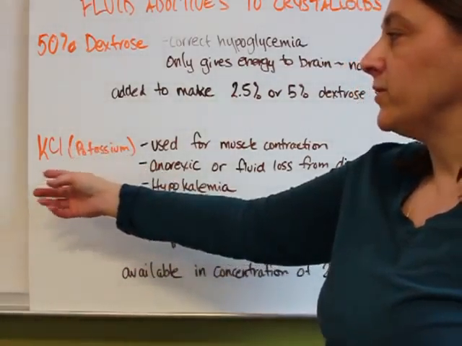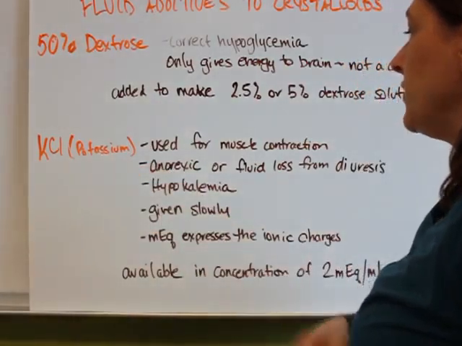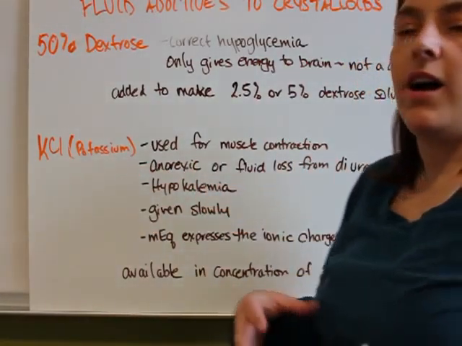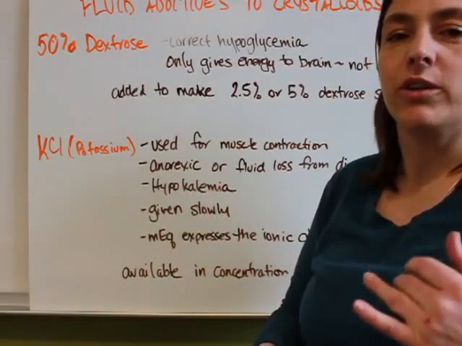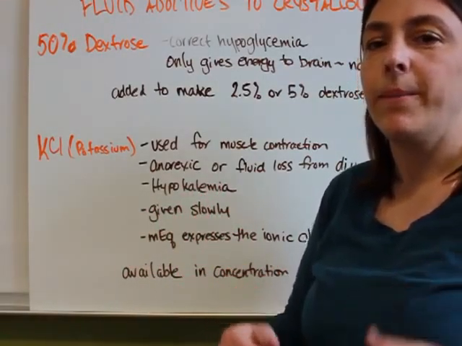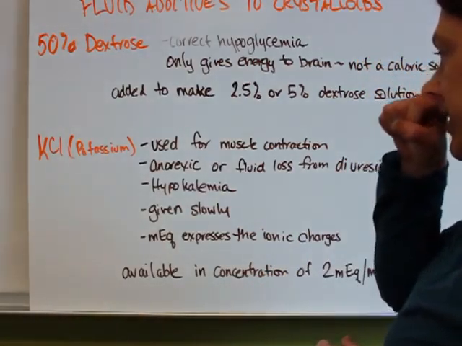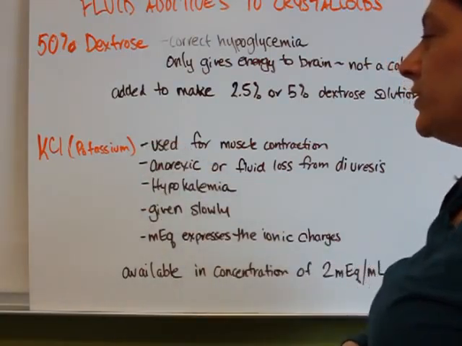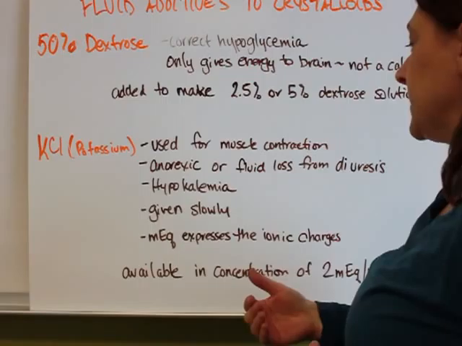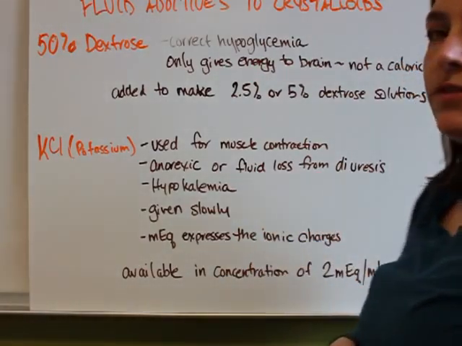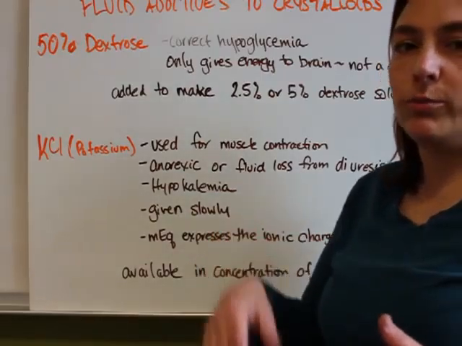Another common fluid additive is KCl, or potassium. They use this for muscle contraction. Potassium is what makes your heart function properly. It works in that sodium-potassium pump, so it works with muscle, skeletal contractions. They would use this in a patient that was possibly anorexic, as well as a patient who's losing a lot of fluid from diuresis. They may be hypokalemic, so they have a low potassium.